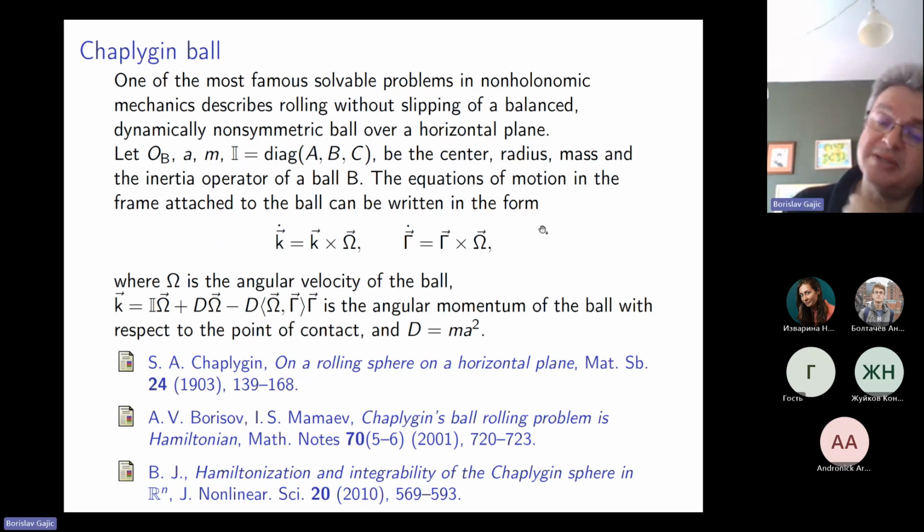omega is the angular velocity of the ball. It is a very well-known system studied by many authors, first, of course, by Chaplygin. For example, Borisov and Mamayev proved that this system is integrable, and also Hamiltonian, because they found some very strange and unexpected change of time and variables such that this system becomes a Hamiltonian system with respect to this new Poisson bracket.